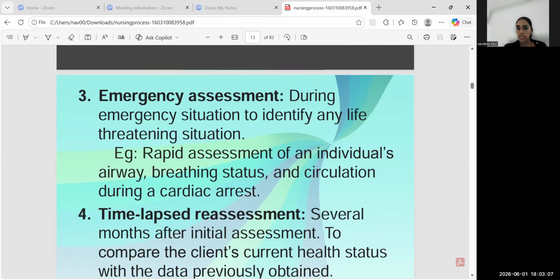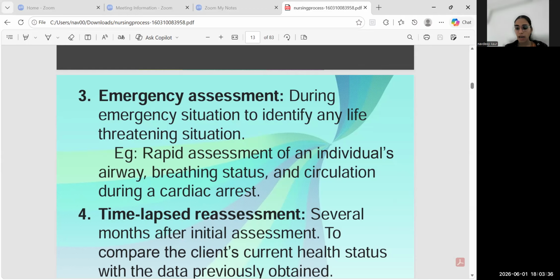a cardiac arrest, we have to immediately check the airway of the patient, and we have to check the breathing status by head tilt, chin lift maneuver, and we have to see the rise and fall in the chest of the patient. And in the circulation, we have to check the carotid pulses also, so that according to that we provide the emergency care to the patients.